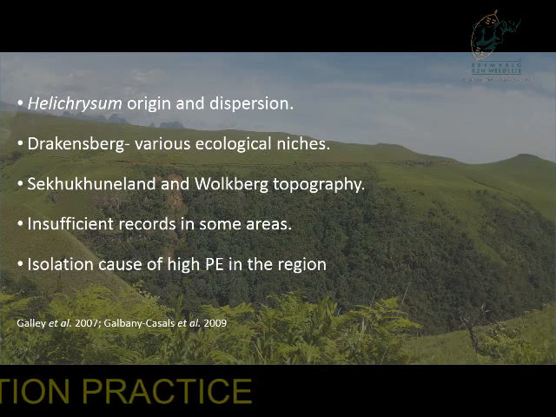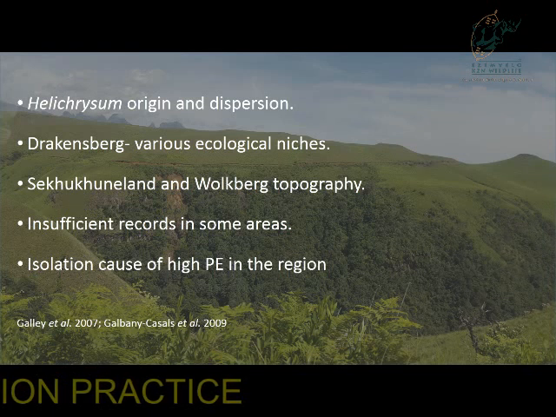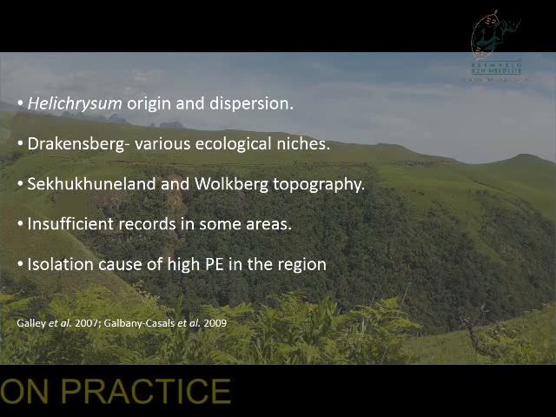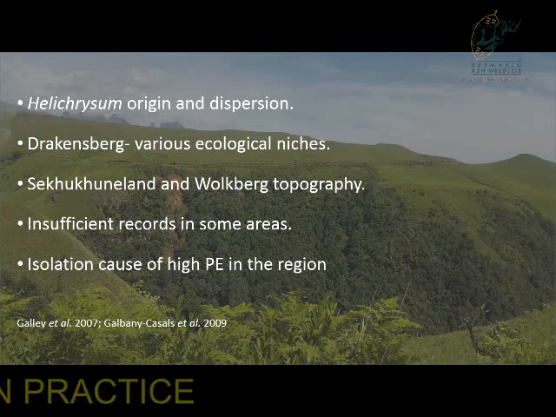So the high species richness in the Drakensberg could be attributed to the origin of the genus. It originated in the Cape, then it dispersed to the east and then northwards into tropical Africa. The Drakensberg also offers various ecological niches, just like the Sekhukhune and Volkberg areas, because of the variable topography due to magma upliftment and tectonic forces. There were some insufficient records in some areas, for example, in Botswana. And generally, the isolation caused by the heterogeneity of these environments could have given rise to the high phylogenetic endemism in this region.